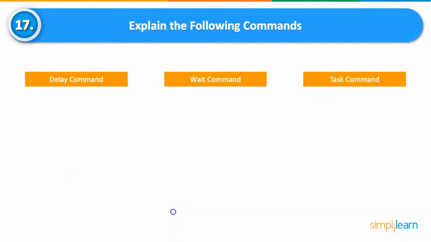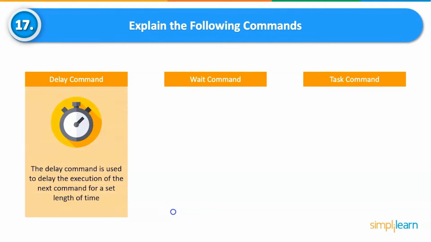Explain the following commands: delay command, wait command and task command. The delay command is used to delay the execution of the next command for a set length of time. You have the option of specifying the time in milliseconds or seconds.